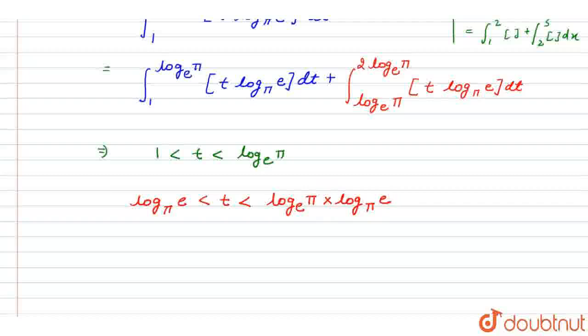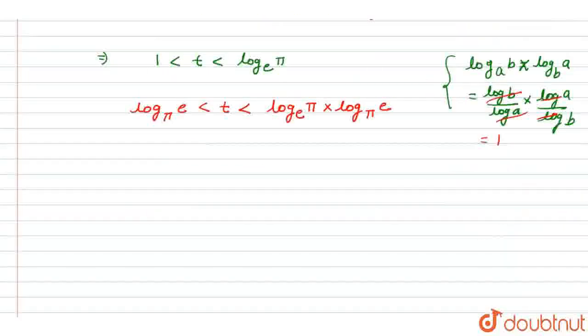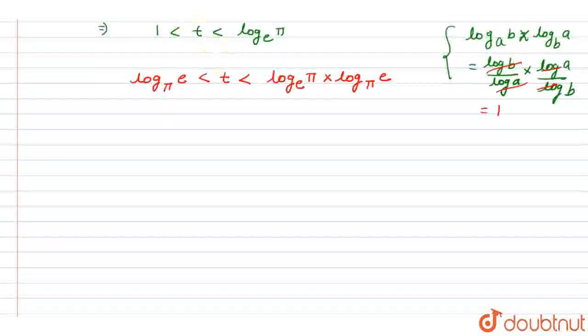Now we know that in logarithms, log base a of b is equal to, here we multiply, log base b of a. So we can write this value as log b divided by log a, multiplied by log a divided by log b. From here, all these values cancel out, and we get this value equal to 1. So also this value, we get equal to 1.